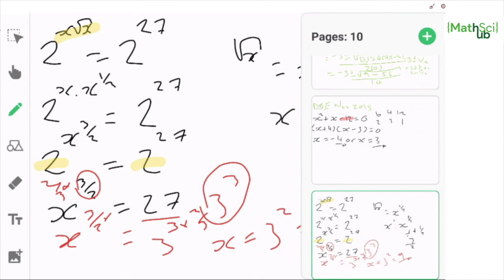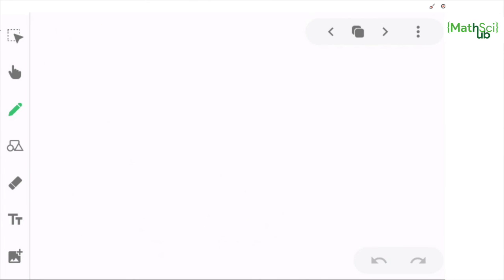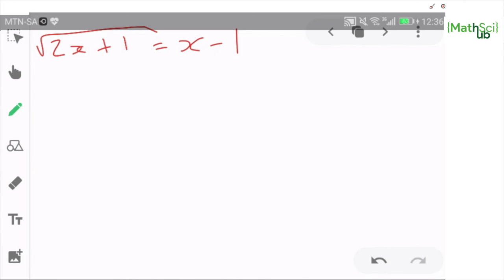Let's move on to our next question. Our next question, they say again, you need to solve for x. In this case, they gave us the square root of 2x plus 1 equals x minus 1.